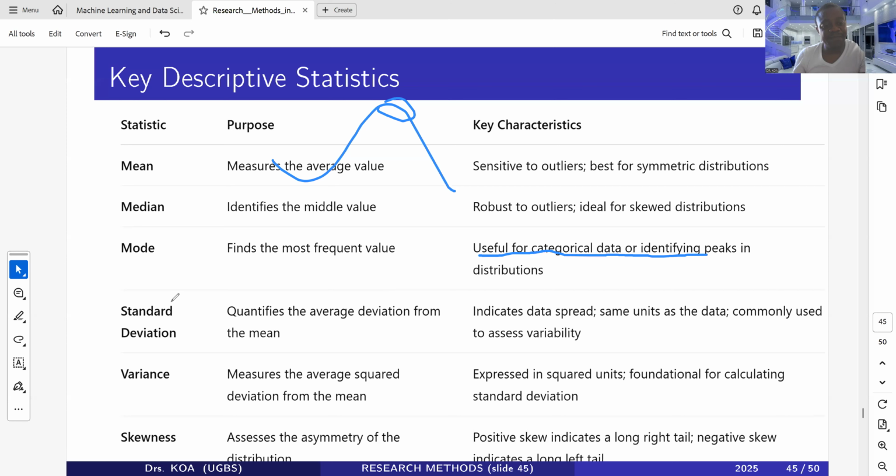And then, of course, the standard deviation. Now, the standard deviation is how far away all of them are from the center. It's just like the variance. I'll talk about the difference very soon. But then the standard deviation is how far away.